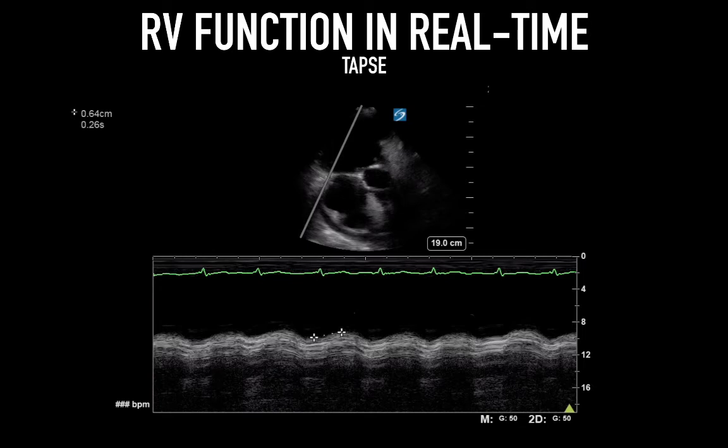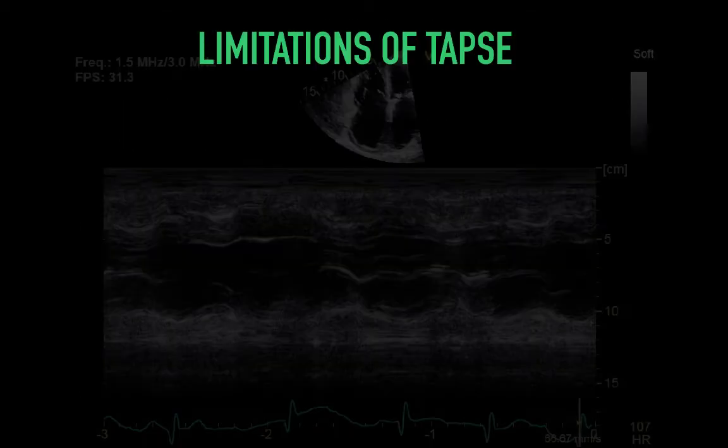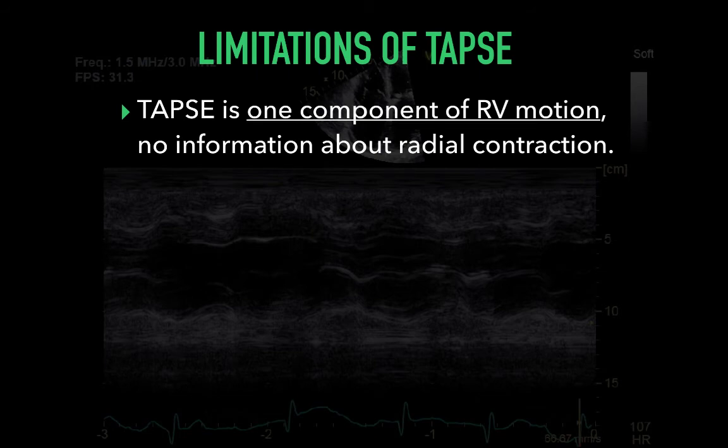And I would argue that really it's the patient's clinical status which may tip your hat as to whether or not it is truly severe. TAPSE is one of the best indicators of change in RV function in response to therapy, such as inotropes or milrinone. There are many caveats to TAPSE. It's really one component of RV function, and there's no information about radial contraction of the RV.